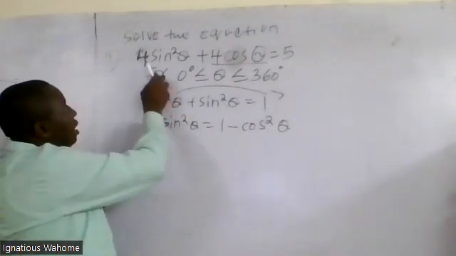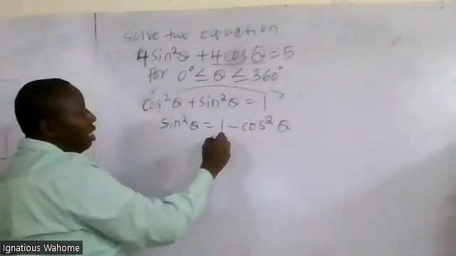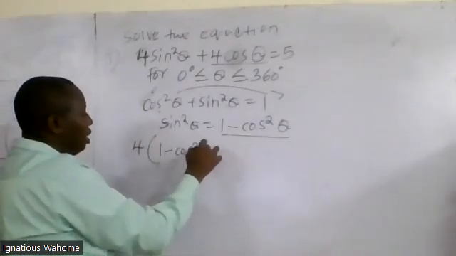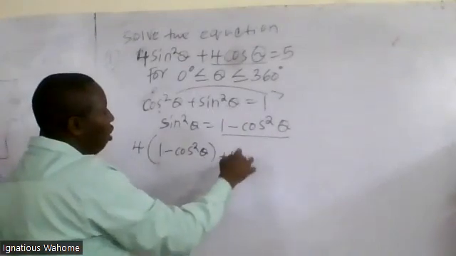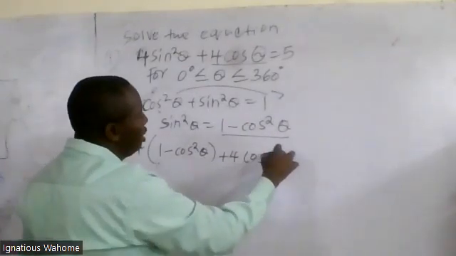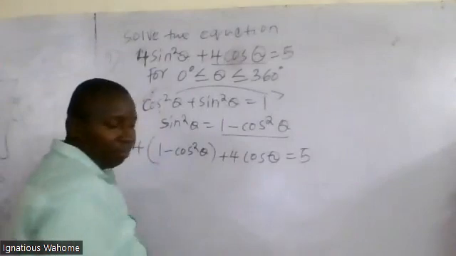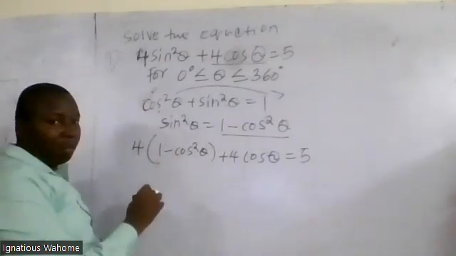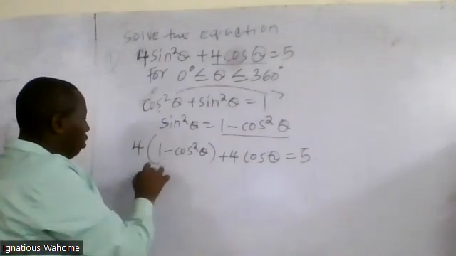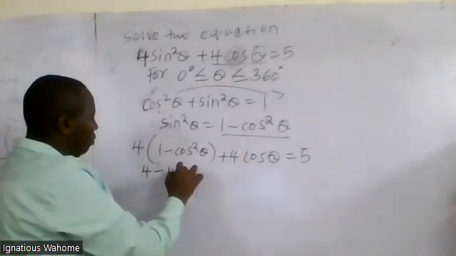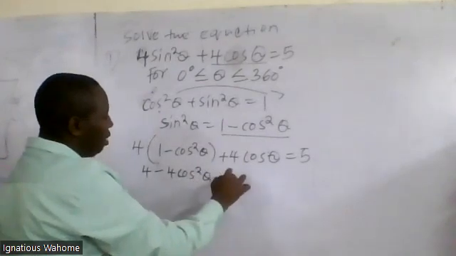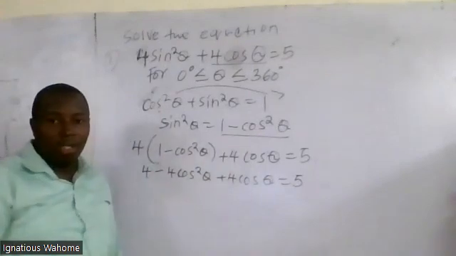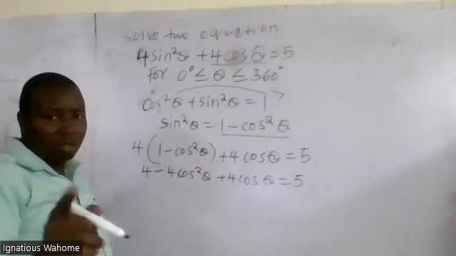So instead of writing sine squared theta, you now write 4 bracket 1 minus cos squared theta, plus 4 cos theta is equal to 5. Then open the bracket, and you get 4 minus 4 cos squared theta plus 4 cos theta is equal to 5. So that's what you do.